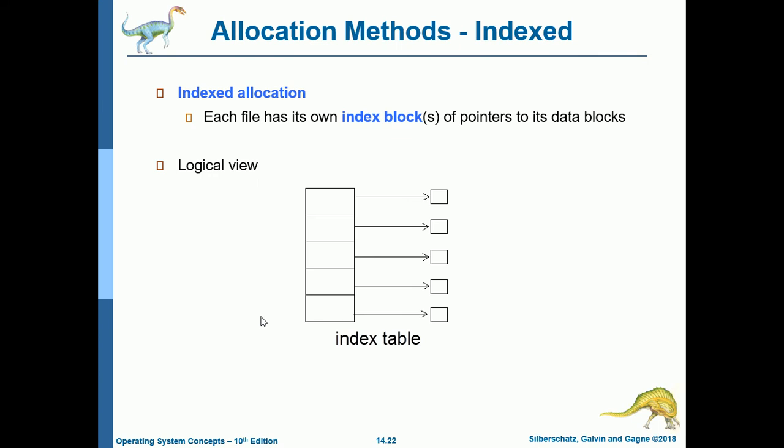Okay, next we have the indexed allocation. Each file has its own index block of pointers to its data blocks. The logical view is that we have an index table and it points to a number of blocks.